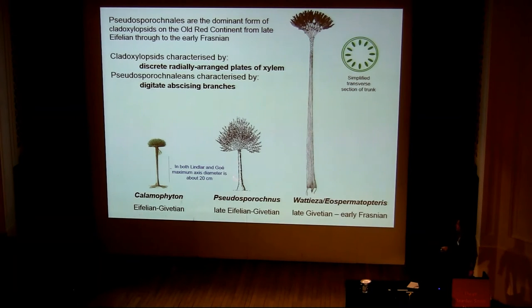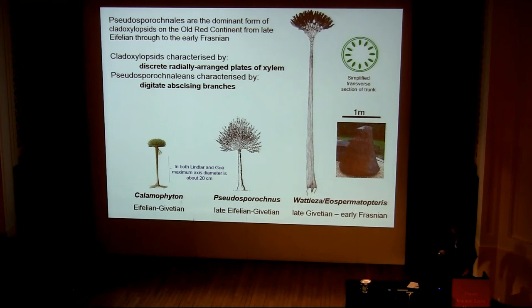It's worth saying that at Lindlar, the site in Germany, and in Belgium, in the two plants I just showed you, the maximum axis diameter is about 20 centimetres. By the time we get to what we see in the late Givetian, early Frasnian, then, as I told you, this thing is about 40 centimetres in diameter at the base. But many of you will know that, in fact, the bottoms of these tree stumps could get up to a metre.